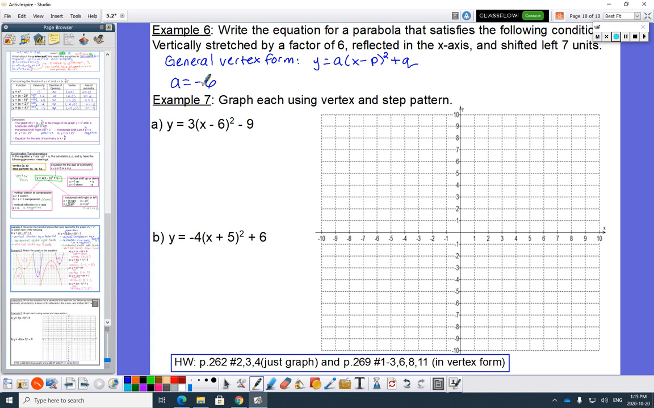So now this is where you don't even have to try to remember. If you do shifted left 7 units, that's going to be negative 7, right? So you can even plug it in like that. So then when you have negative, negative, what does it become? Positive. Okay, so that's the reason there.